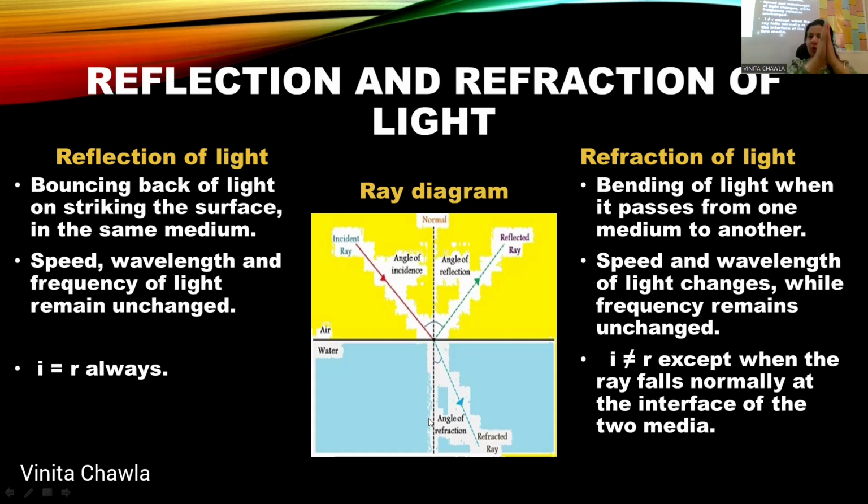This is the only case in refraction of light where angle I is equal to angle R, when the ray strikes the surface normally. It goes straight, undeviated. That is the only case where the angles are equal. Otherwise, angles are unequal in refraction of light. While in case of reflection of light, every time we have the angles equal.